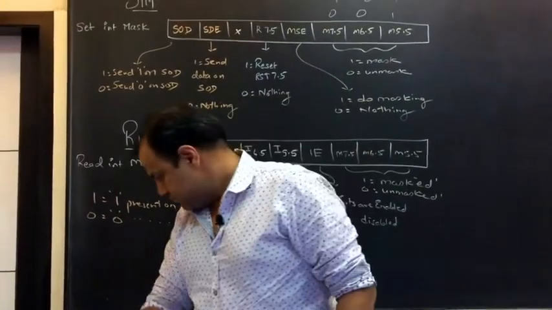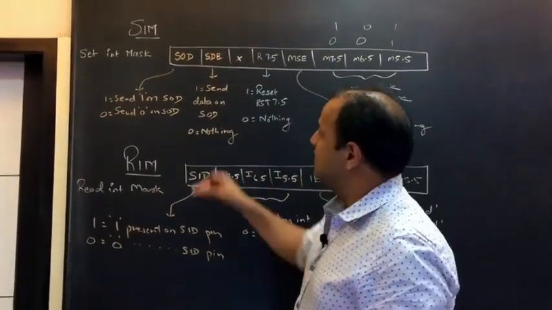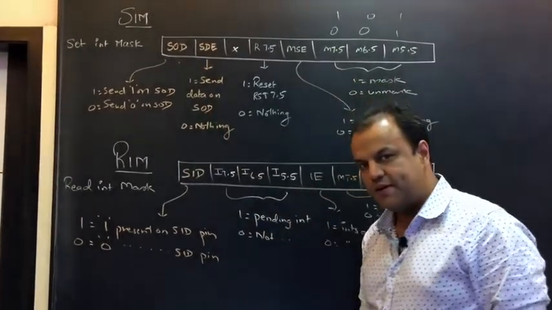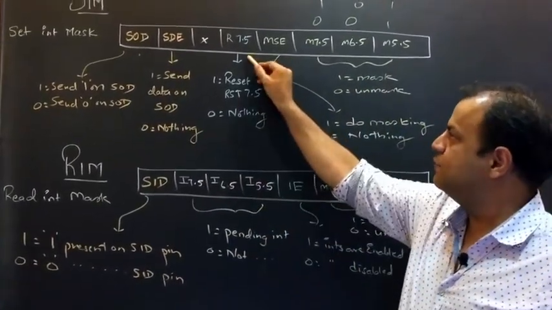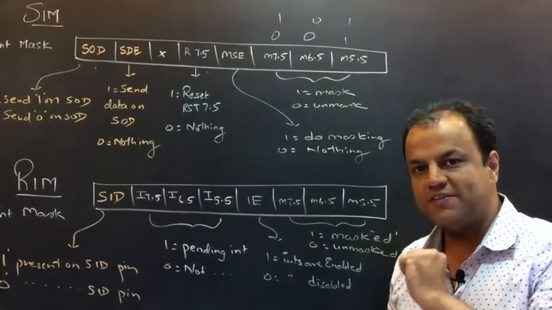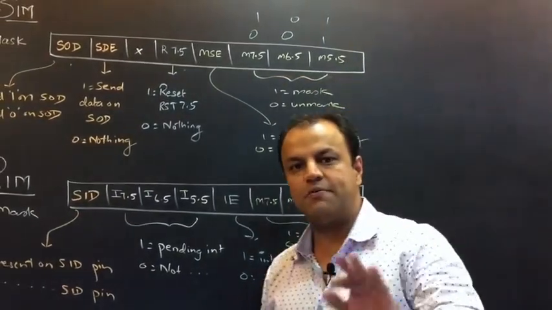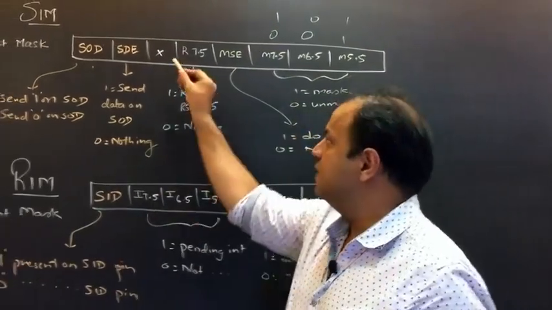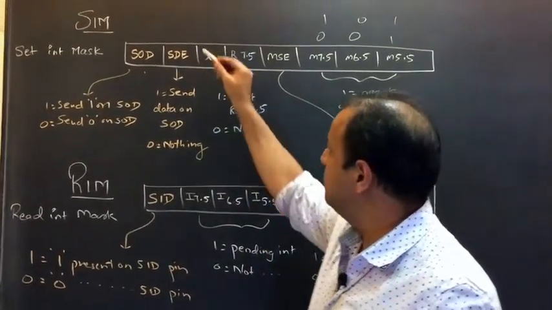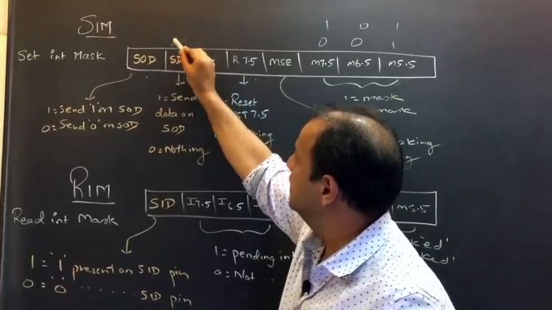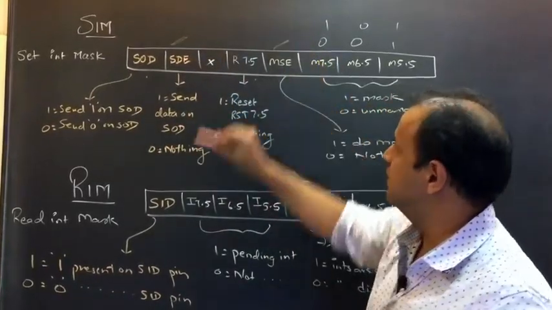Anyway. So, what does this bit decide? Whether you want to send a 0 or a 1. What does this bit decide? Whether you want to reset 7.5. What do these bits decide? Whether you want to mask 7.5, 6.5 and 5.5. This bit is don't care. Now, the bits which we have still not discussed are this one and this one.